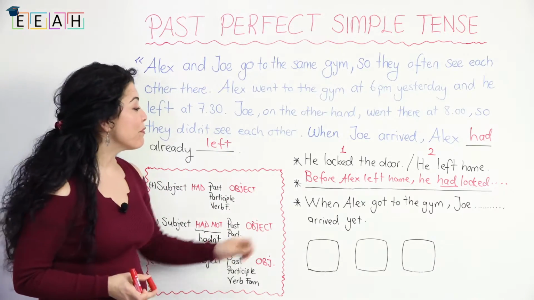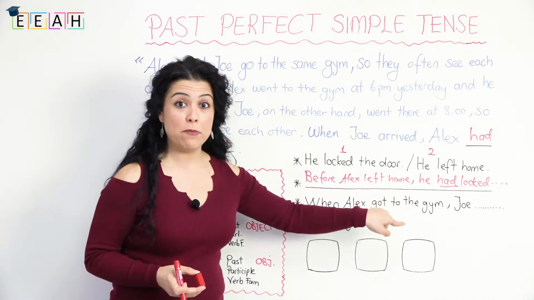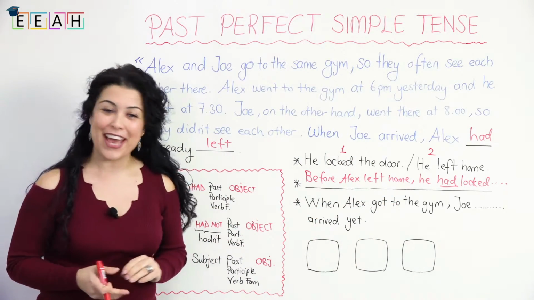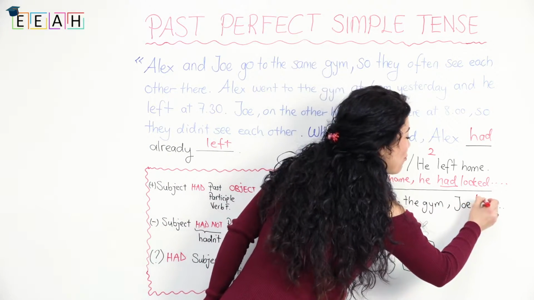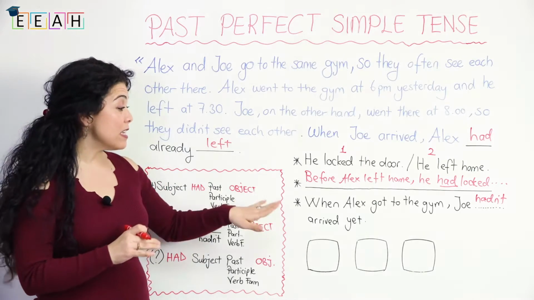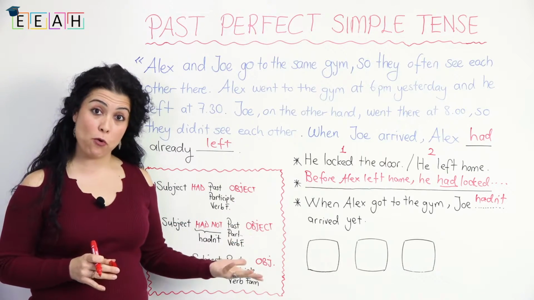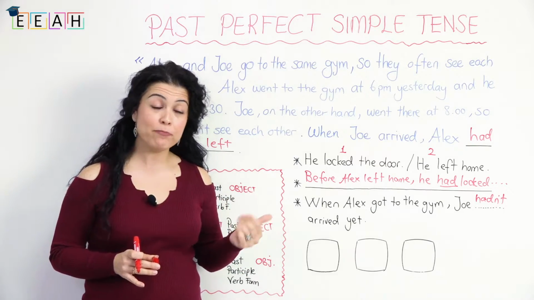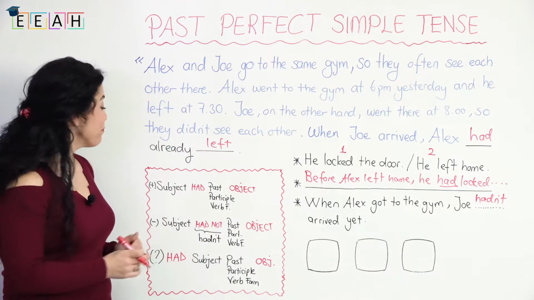Another example, when Alex got to the gym, Joe hadn't arrived yet. Yes, Joe hadn't arrived yet. So this is a good example for the negative form, right? When you want to study the structure in more detail, well, you can look at this form.